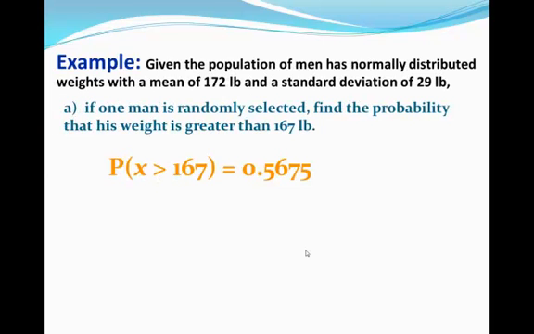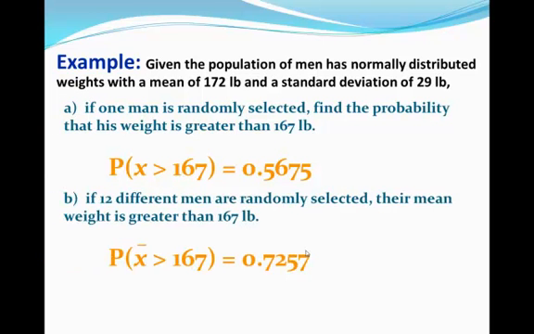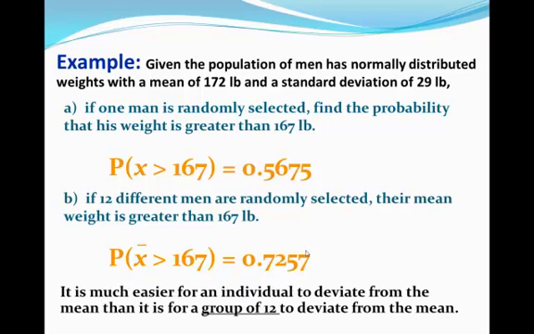Let's take a look at the conclusion for this. Given a population of men has normally distributed weights with mean of 172 pounds and standard deviation of 29 pounds. If one man is randomly selected, find the probability that his weight is greater than 167 pounds. The probability that x is greater than 167 equals 0.5675. If 12 different men are randomly selected, their mean weight is greater than 167 pounds, which is probability of x bar greater than 167 equals 0.7257. And it's much easier for an individual to deviate from the mean than it is for a group of 12 to deviate from the mean.